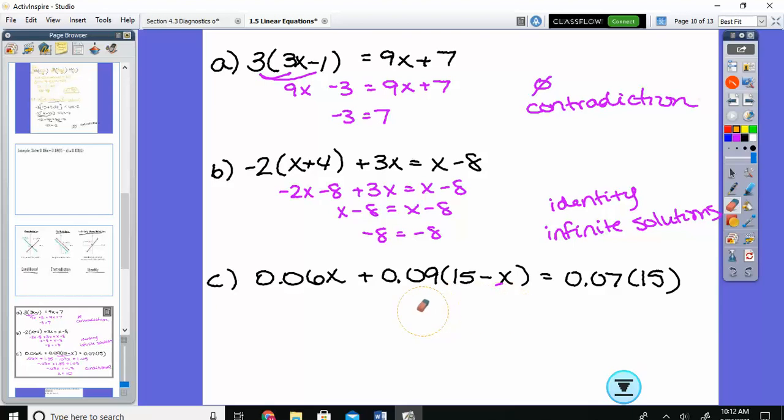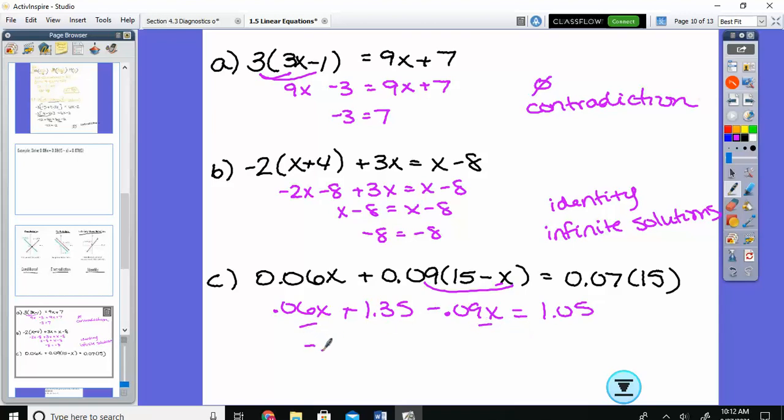So first we have to distribute. So we have 0.06x plus 0.09 times 15 is 1.35 minus 0.09x equals 0.07 times 15. Positive 0.06 and negative 0.09 is negative 0.03x.